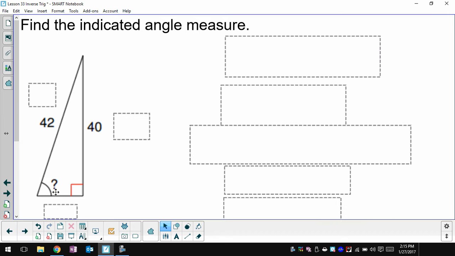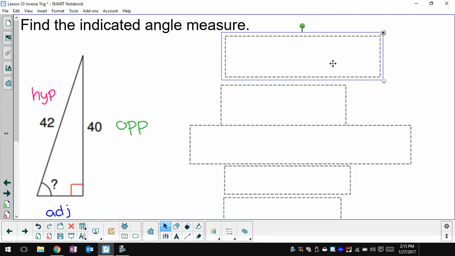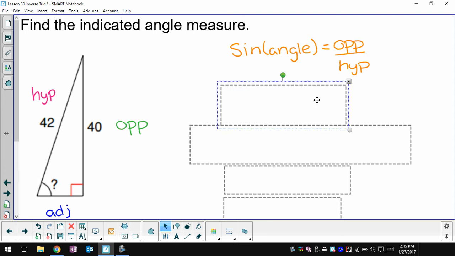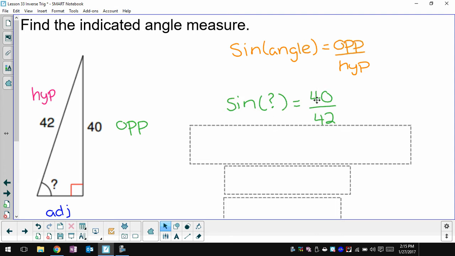So let's try another one. I want to find this angle, question mark, so I'll label my three sides. My opposite side and my hypotenuse have numbers, so I'm going to use sine. Question mark is my angle, 40 is my opposite side, 42 my hypotenuse.